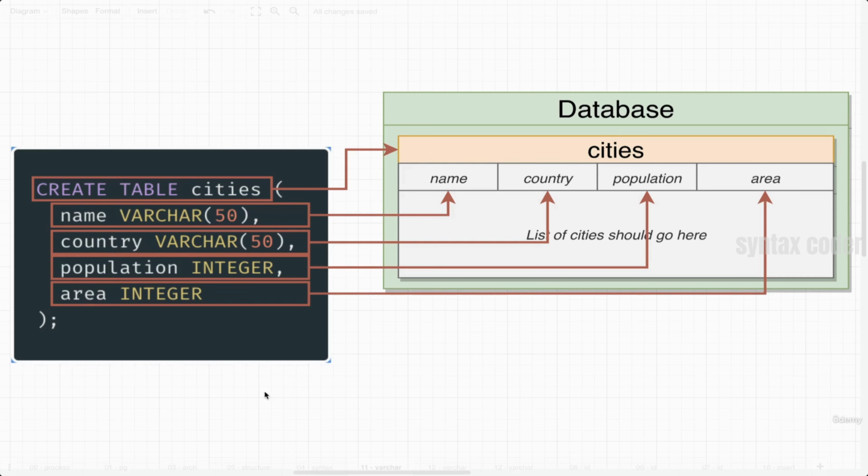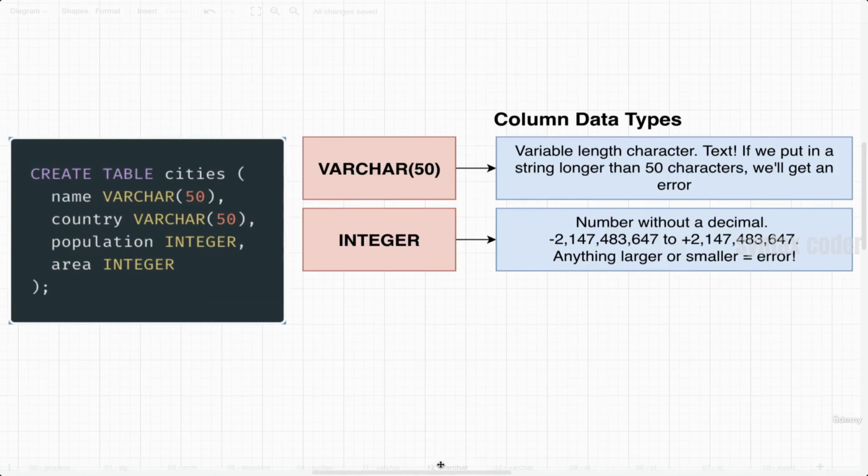So what exactly is a varchar 50 or an integer? Well, these are 2 examples of column data types. Varchar 50 is short for variable character. You can think of this essentially as a string. It is a string of characters. The 50 in there means that we never expect to try to store a string longer than 50 characters. If we ever try to insert a city with a name or a country longer than 50 characters, then Postgres is going to give us an error. So the number on here is just restricting the length of string that we can put into this field.